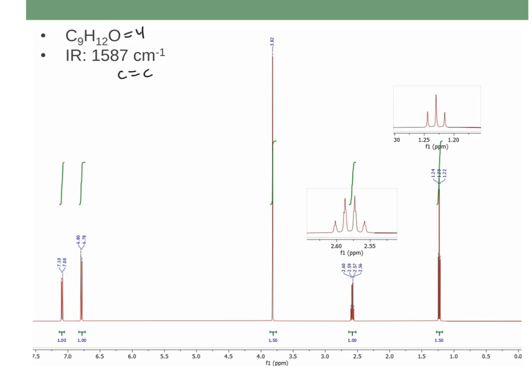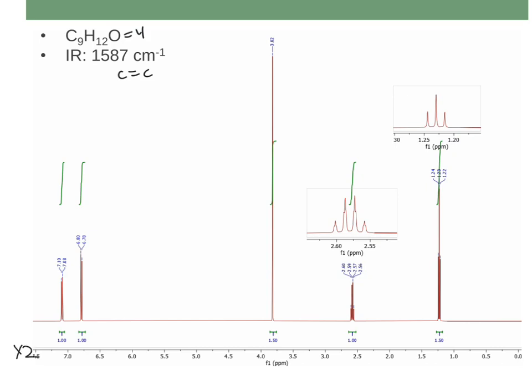It looks like I have 1, 2, 3, 4, 5 different environments. I've got some integrations. I see my integrations are 1, 1, 1.5, 1, and 1.5. So right off the bat, I know that I can't have 1.5 hydrogens. So I'm going to multiply these all up by 2 to get whole numbers, right? So I'm going to multiply everything by 2 here.